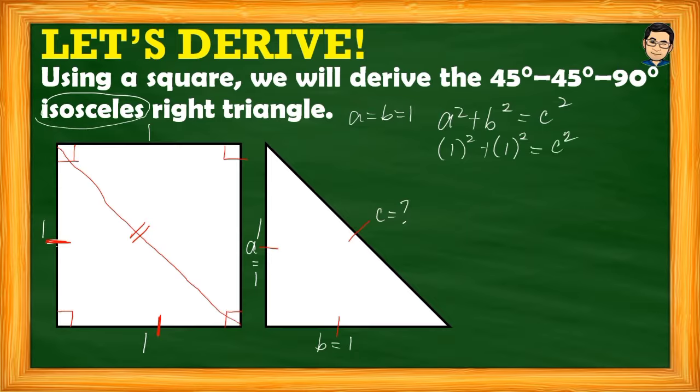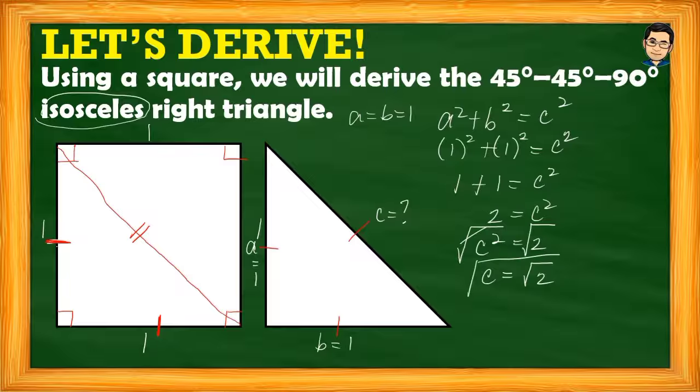Next, 1 square, that is 1. Then 1 square again is 1. Equals C squared. So 1 plus 1 is 2. Equals C squared. So C squared is equal to 2. And then we extract the square root of both sides. So square root of C squared, this will become C. And then 2 is not a perfect square, kaya square root of 2. So ibig sabihin, ang sukat po ng ating hypotenuse is square root of 2. Ayan. So 1, 1, square root of 2.